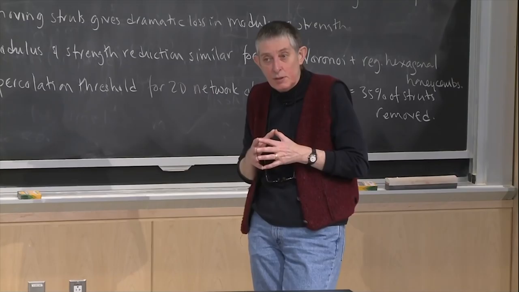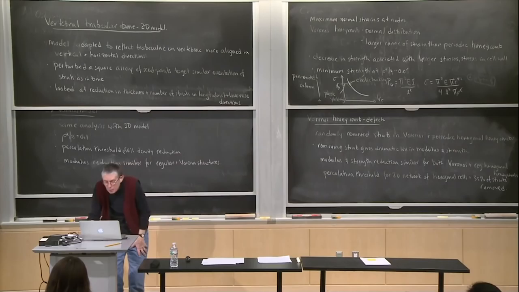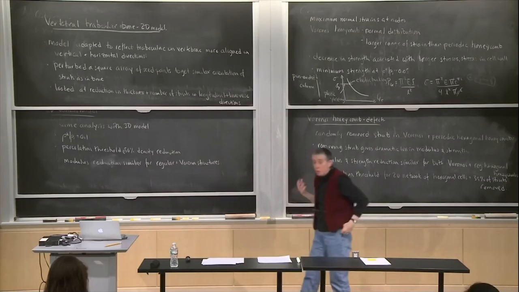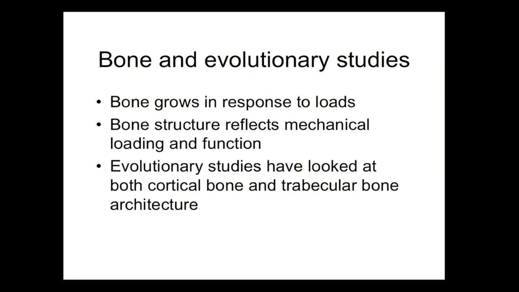Okay, and then these are the vertebrates that have these kind of bony things. Okay, so as I've said many times now, the bone grows in response to loads, and the bone structure reflects the mechanical loads and the function. And evolutionary studies have looked at both cortical bone and trabecular bone architecture to try to say something about the locomotion of the animal or of the species.